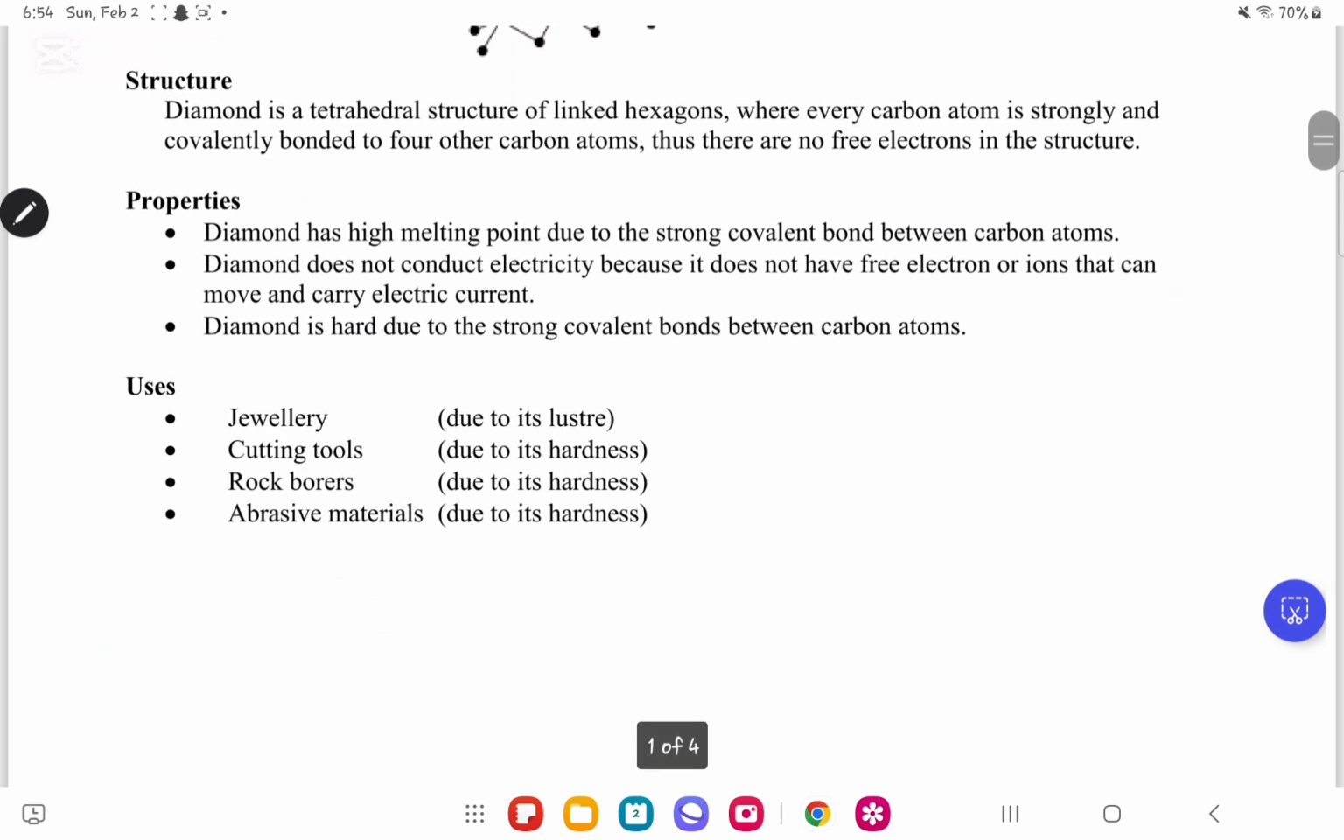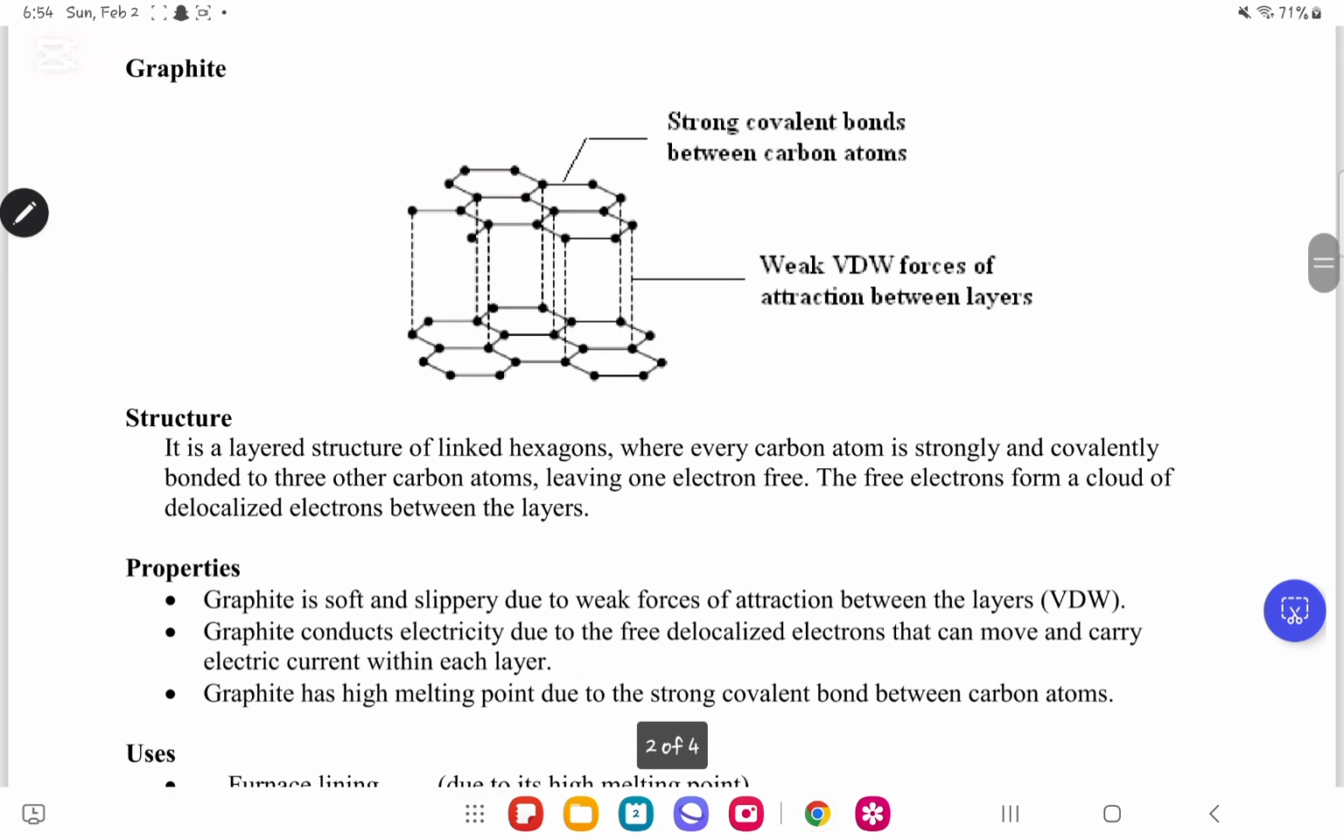Now, why do we use diamond? We use diamond for jewelry due to its luster. Especially girls, we like to wear jewelry with some diamond because it's very pretty. It's not shiny, sorry, it refracts the light. Cutting tools due to its hardness, there are diamond cutters, diamond saws, etc. Rock borers, also to cut rock, made out of diamond, and abrasive material. So in general, diamond is used for its luster, for its beauty in some sense, and for its hardness. Now we move on to graphite.